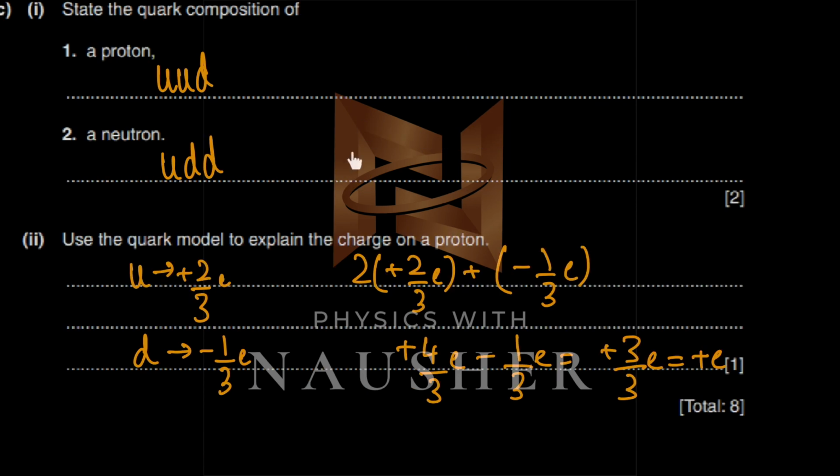Quark composition already explained. Quark model: up is +2/3 e, down is -1/3 e. So you have 2 ups and 1 down. So the overall charge on a proton is +e.